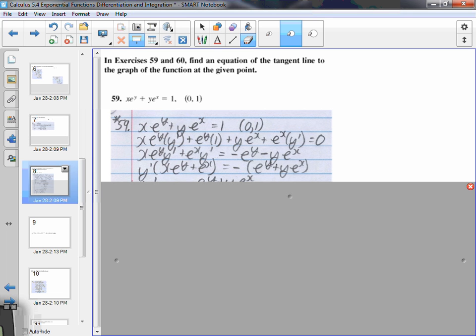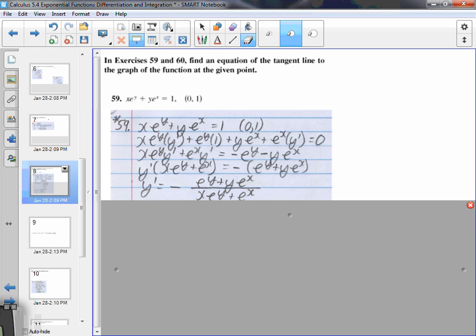All right, to get y prime by itself, last step for solving it, I need to do division. So I divide both sides by x e to the y plus e to the x. So I've got a negative out in front. I've got e to the y plus y e to the x as my numerator. I've got x e to the y plus e to the x as my denominator. And I am done with the derivative. Any questions getting this far?